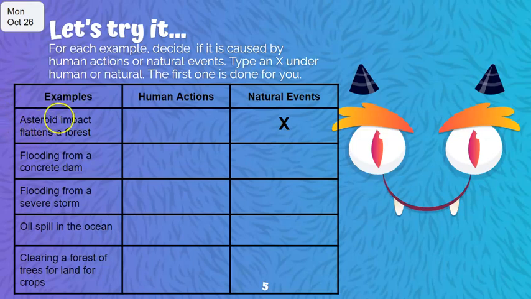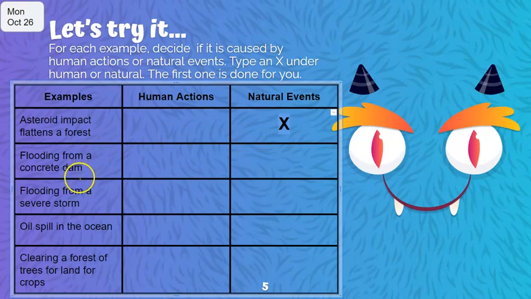Our asteroid impact flattens a forest. Okay, if an asteroid comes down out of the sky, smashes into the forest and flattens it, clearly no humans had an impact on that one. So clearly natural events. Look, the X is there. Clearly correct. Got that one. Perfect. Nicely done.